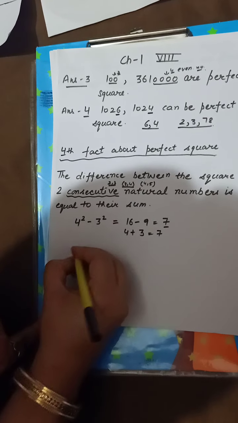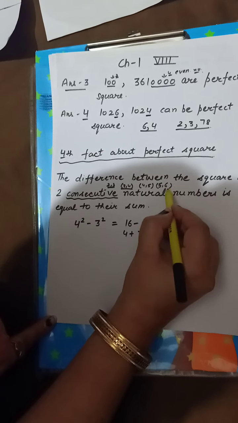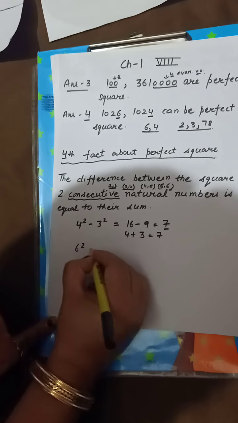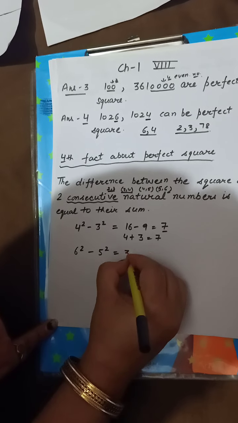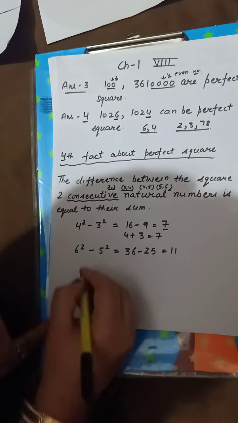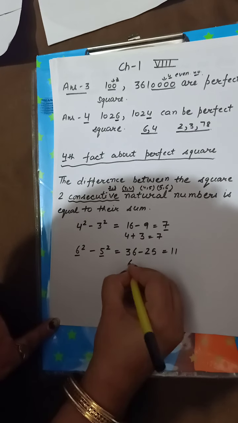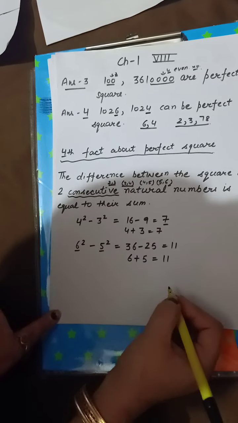We can take another example. For example, we can take 5 and 6. 5 and 6 are also consecutive numbers. So 6 square minus 5 square is equal to 36 minus 25, which is equal to 11. We can also obtain the answer by adding them. 6 plus 5 is 11. So this is the fourth fact.